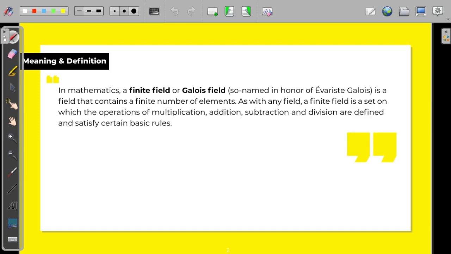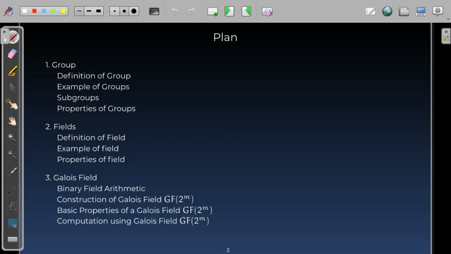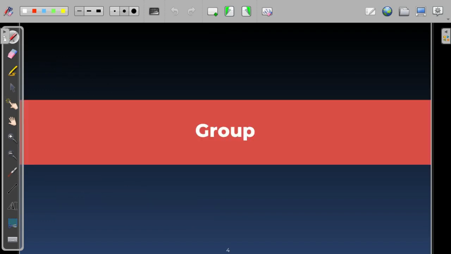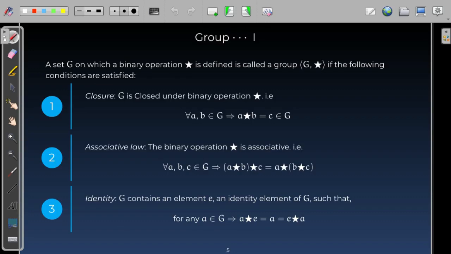Now, since division is basically multiplication in disguise, and subtraction is basically addition in disguise, you can say that there are only two elementary operations, and these two operations satisfy certain rules. So we are here to discuss these rules. But before we learn about finite fields, we have to learn about certain basic algebraic structures, namely group and field, and after that we can proceed to Galois field.